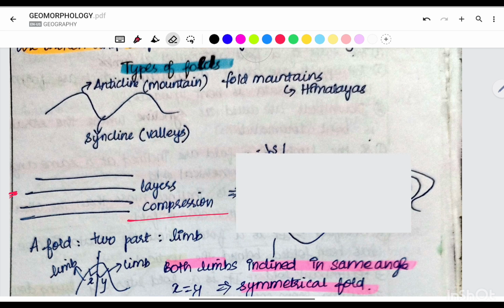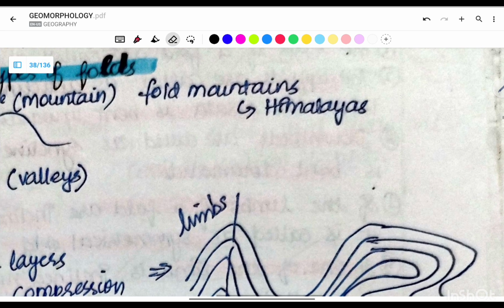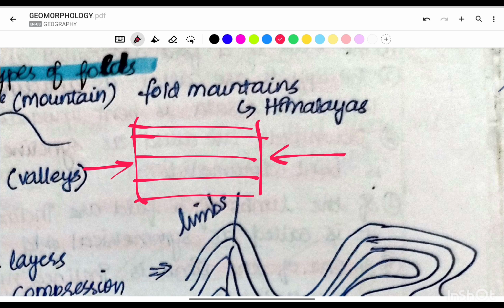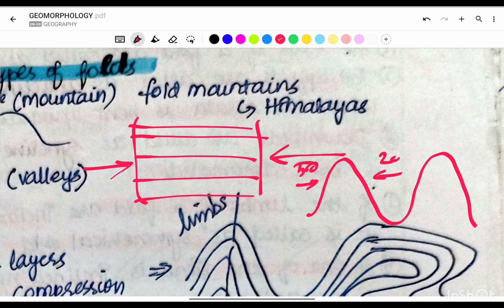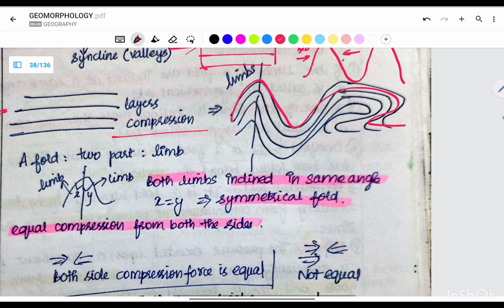So, the types of the folds. Now we are particularly discussing the folds, right? Here let us take a normal layer of the surface. When compressional forces are acting, it becomes anticline and syncline. Even further, more compressional forces are acting. If this is 50 and if this is 20, it becomes like this, right? Because this force is greater than this force. So depending upon this, there is a formation of limbs, and there are types of limbs as well.